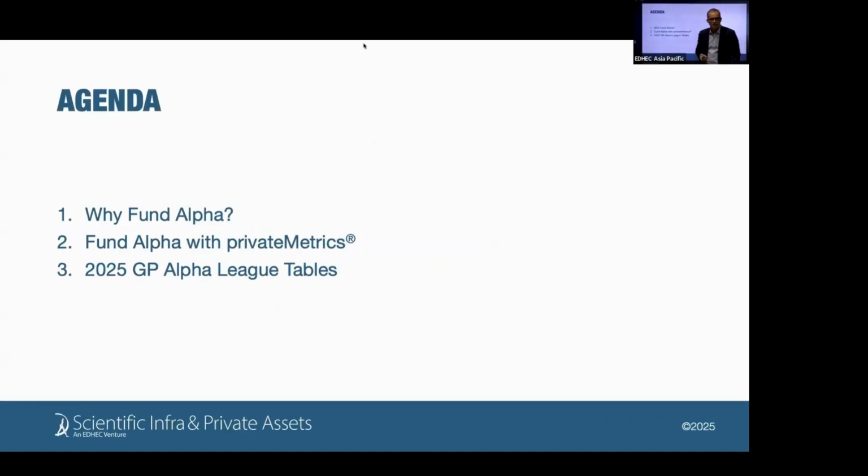I'm going to proceed in 3 steps in this presentation. First, discuss a little bit why we might want to measure the alpha of private funds. This might seem a new thing, or maybe something that's not necessarily done in private markets. So we'll discuss that, and then we'll show you how to measure the alpha of funds using the privateMetrics tools and indices, specifically looking at buyout funds.